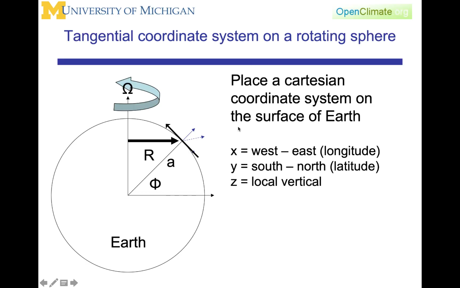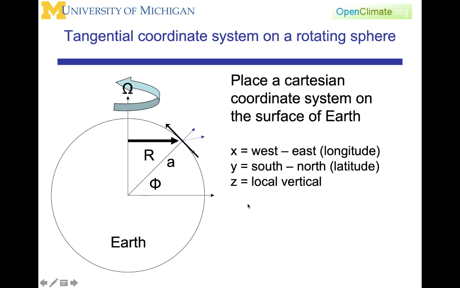So in the tangential coordinate system, we place the coordinate system here on the surface of the Earth. I have attempted here to express it in 3 dimensions, where this is the south to north direction, this is the vertical direction, and this is the east to west direction. We take the coordinate system to be positive in the x direction going from west to east, positive in the y direction going from south to north, and positive in the z direction going from the surface to above.